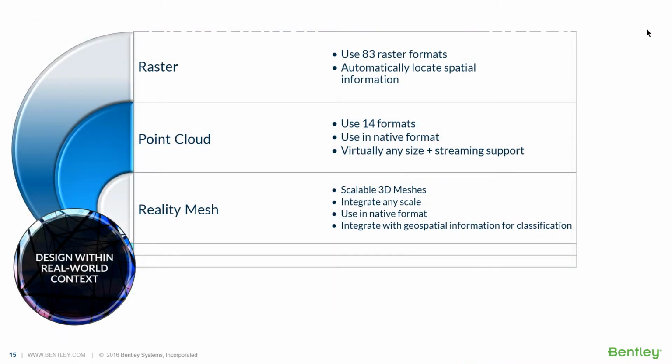One of the great things about MicroStation, though, is that it allows us to work with multiple different formats. This is kind of an overriding theme throughout this entire session: integrating any data type. We can work with 83 different raster formats, 14 different point cloud formats, as well as unlimited scalable meshes. So reality meshes can be produced from thousands upon thousands of photographs if you need to, and there's no limit there.